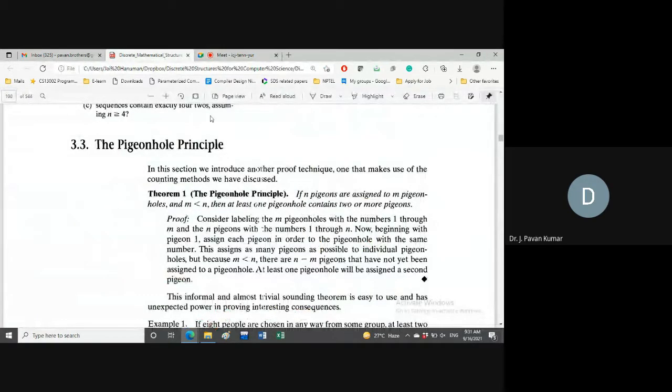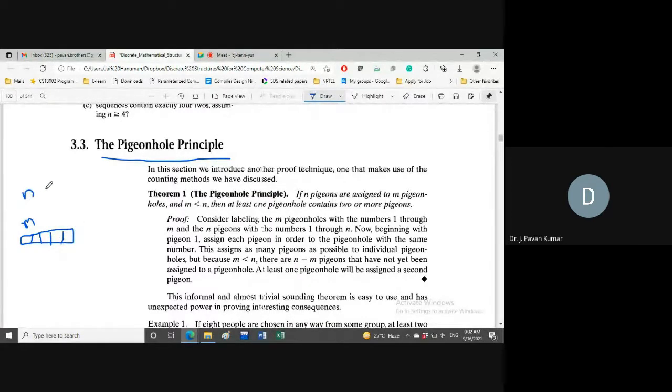Okay. In the last class, we have seen the pigeonhole principle. What is the pigeonhole principle? It is simple: we will be having n pigeons and m pigeonholes. In order to place n pigeons into m pigeonholes, we will be having m alternatives for the first one. For the second one we will be having m minus 1, like that we can consider.